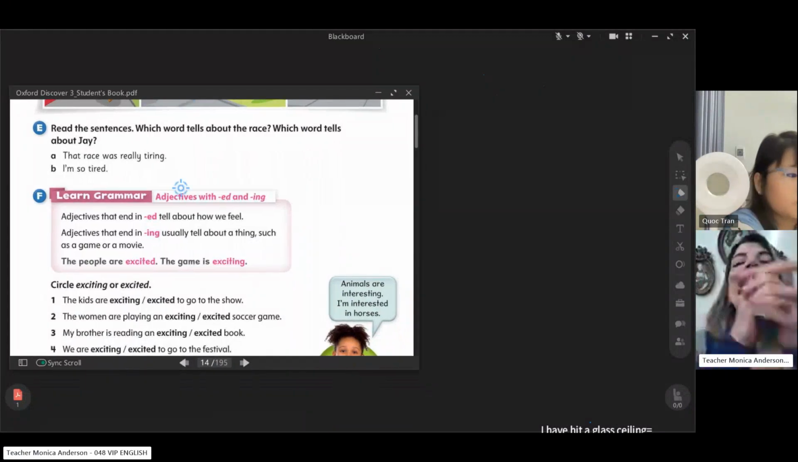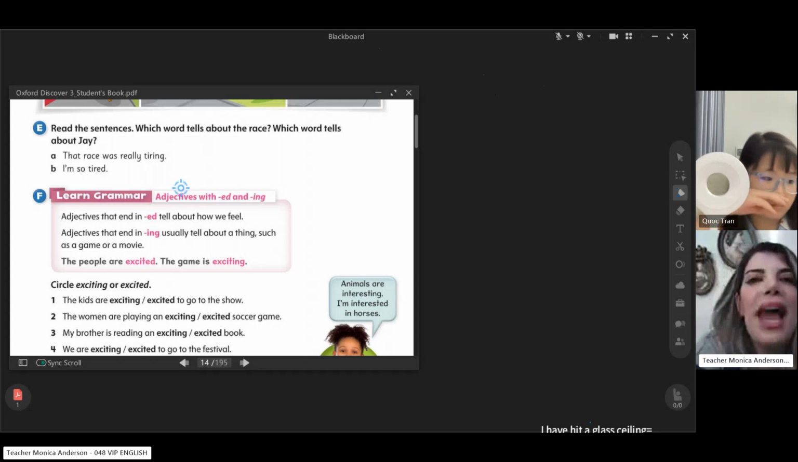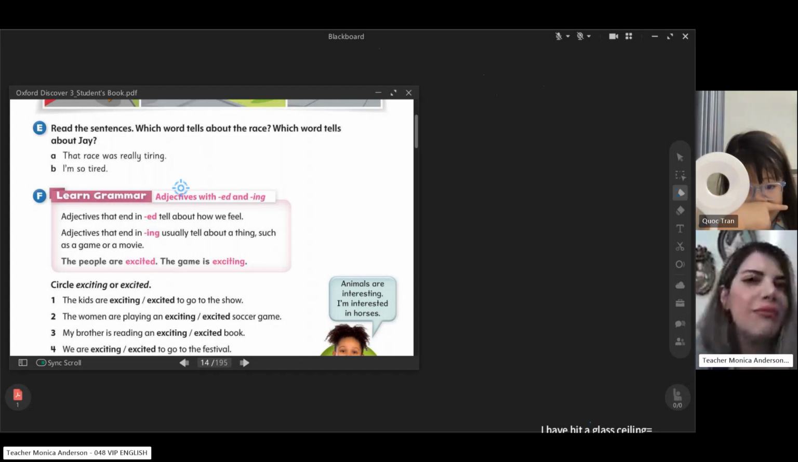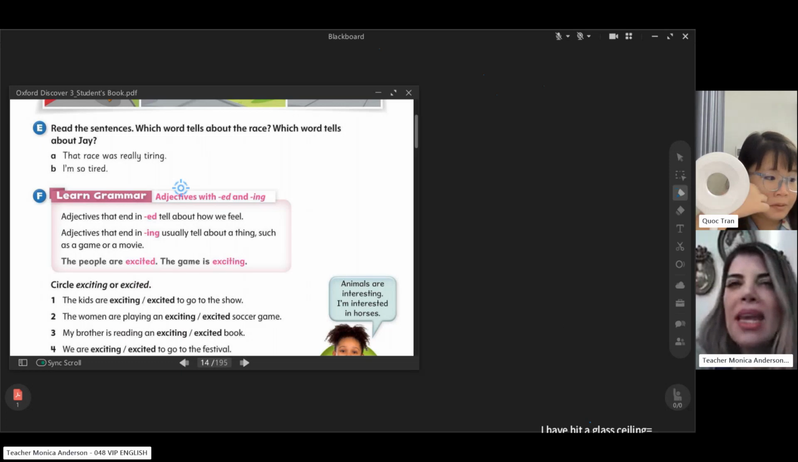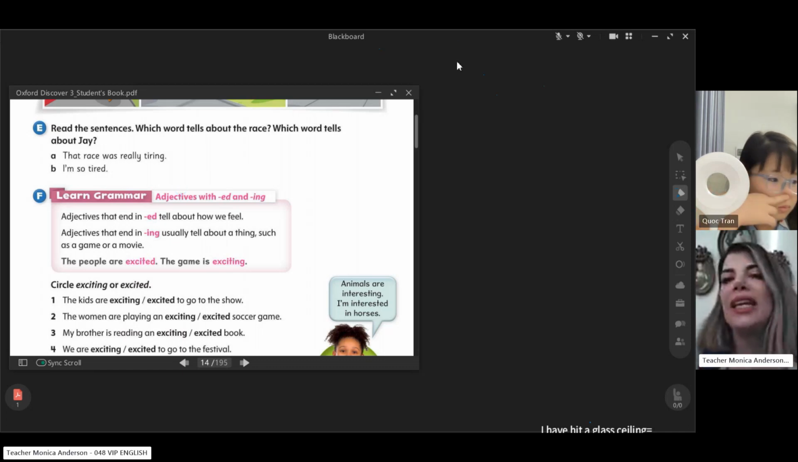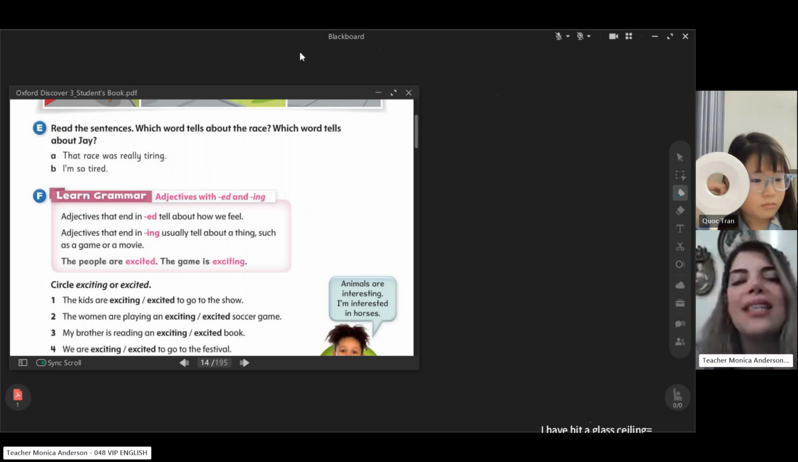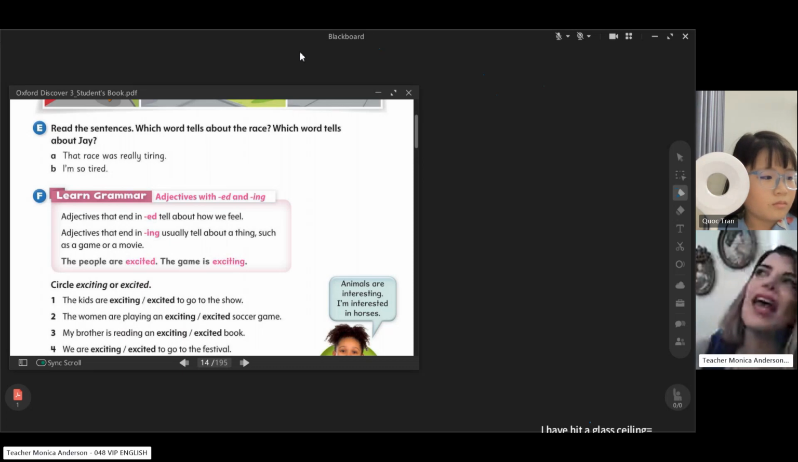So in this session we're going to learn some adjectives. Do you know the meaning of adjective? Okay, let me explain. A word that describes a noun is an adjective. For example, I say beautiful girl. Beautiful is an adjective. Of course, colors can be considered adjectives too, like black.